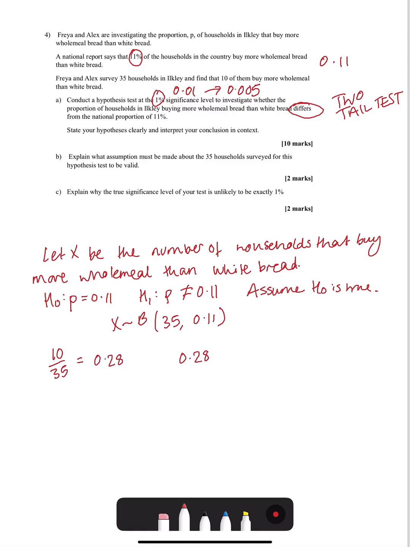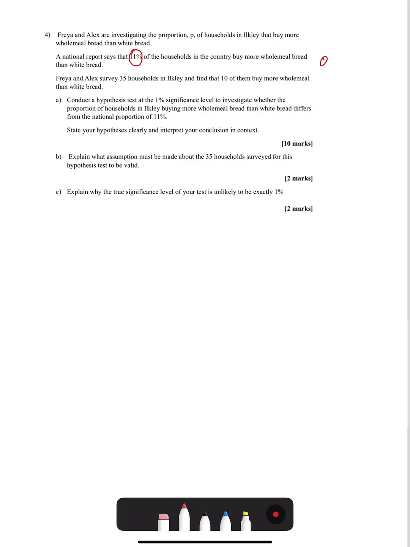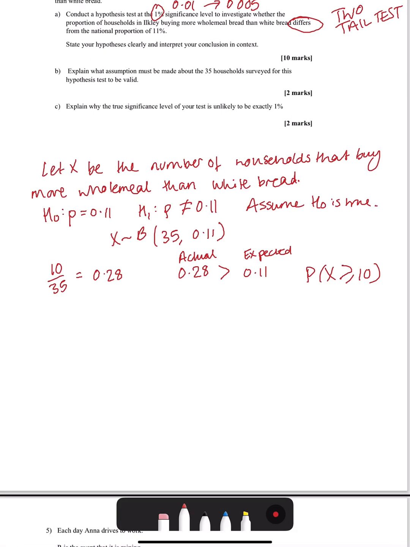Now, because that 0.28, my actual that we found, is greater than what we expected of 0.11, I'm going to be finding the probability that x is greater than or equal to 10. So, the probability of x being greater than or equal to 10 is the same as 1 minus the probability of x being less than or equal to 9, which on my calculator gives me 0.0035 to 4 decimal places.